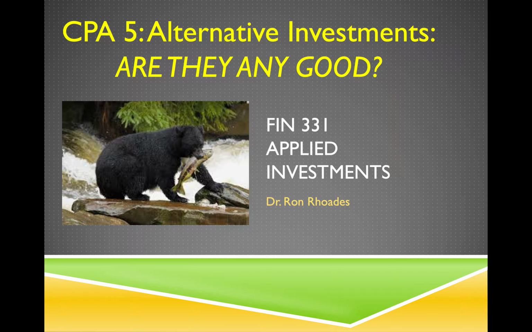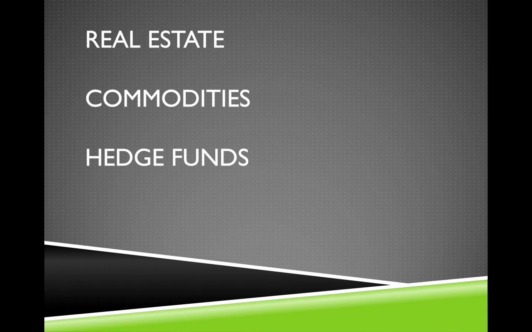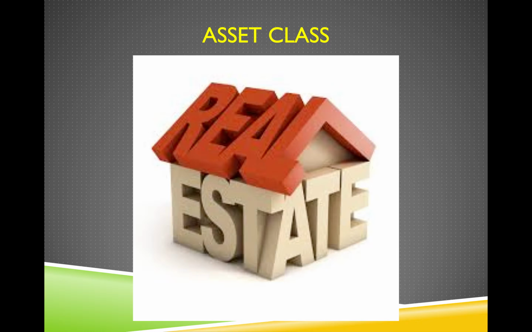We're going to get into CPA number 5, alternative investments, and ask the question: are any of these asset classes and investments any good? We're going to be studying three of what are called alternative investments. There are others out there, but the main three are real estate, commodities, and hedge funds. So let's explore real estate first.